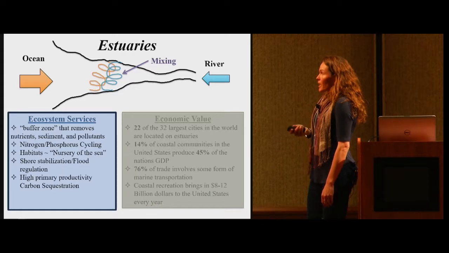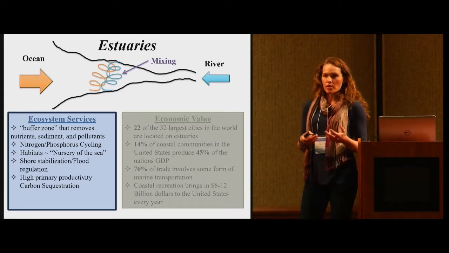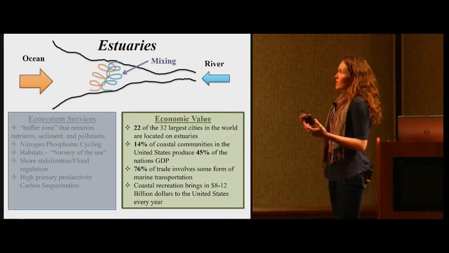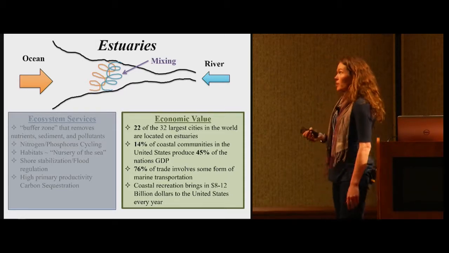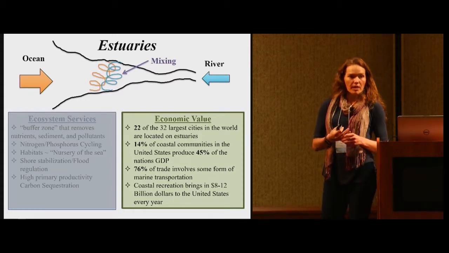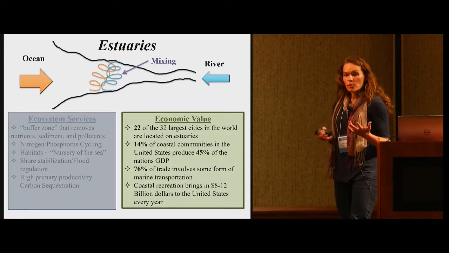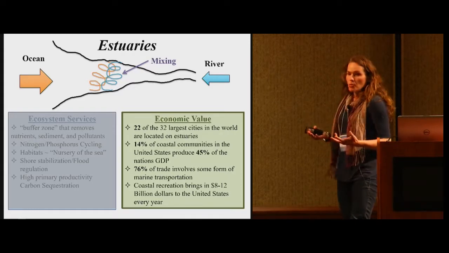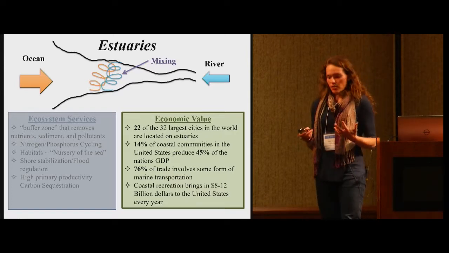They're also very high primary productive environments, and they're important for carbon sequestration, which is what we call blue carbon. Some of the economic values: it's no surprise that of the 32 largest cities in the world, 22 of them are located on estuaries. And in the United States, 14% of coastal communities produce 45% of the nation's GDP. 76% of trade involves some sort of marine transportation, and coastal recreation in these environments brings in $8 to $12 billion annually. So they're important environments to protect and understand.